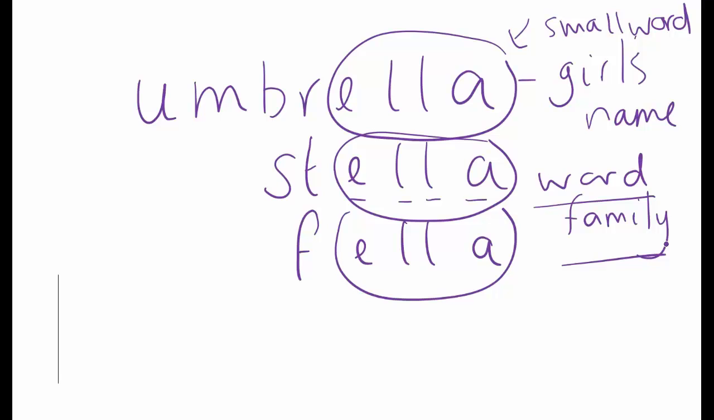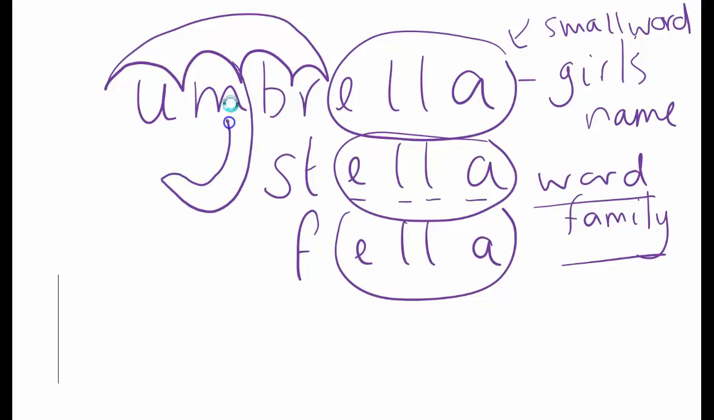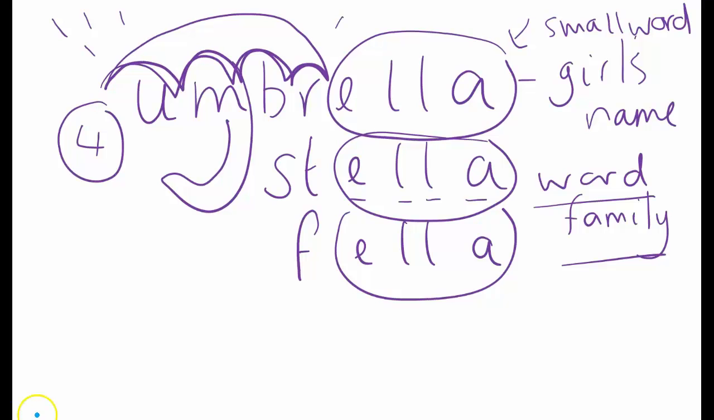But also I'd like to draw a nice big umbrella. I can create my umbrella like that with maybe some rain falling down. And I've got 4 arches here for the 4 letters at the beginning. I might even colour in the umbrella to help me remember. Put a little bit of colour in there as well.